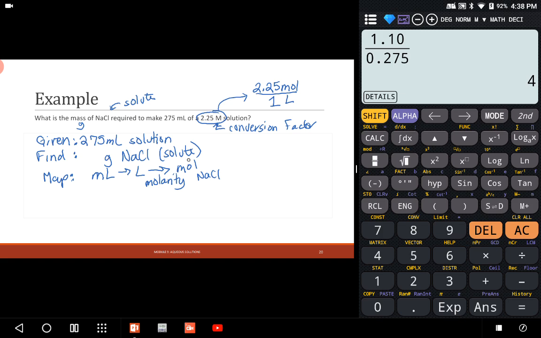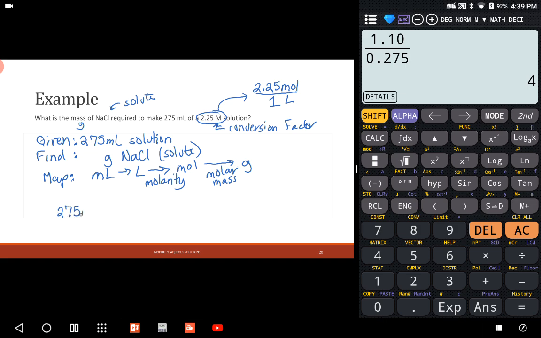And it's asking me for grams. And so once I'm in moles of NaCl, I'm trying to get to grams of NaCl. I go from moles to grams using the molar mass of NaCl. So I'm going to need to calculate that.